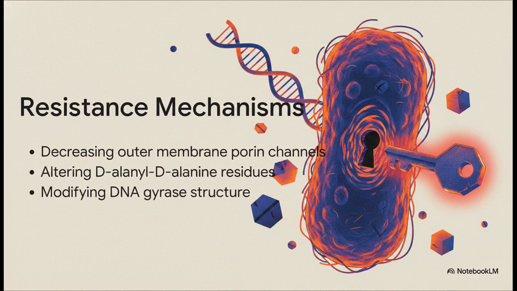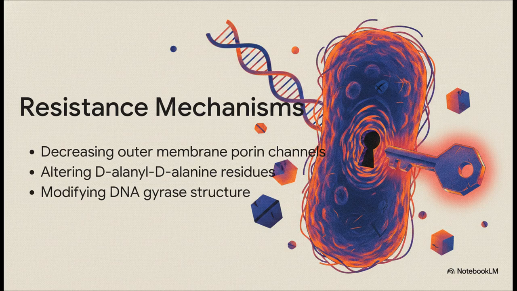If keeping the drug out doesn't work, bacteria have 2 more genius strategies. First is target modification. They literally change the locks. Remember vancomycin binding to the D-alanine residues? Resistant enterococci, like VRE, cleverly mutate that residue to D-alanyl D-lactate. Vancomycin just bounces off. We see similar target modifications with mutated penicillin-binding proteins in MRSA or modified DNA gyrase structures that make fluoroquinolones useless.